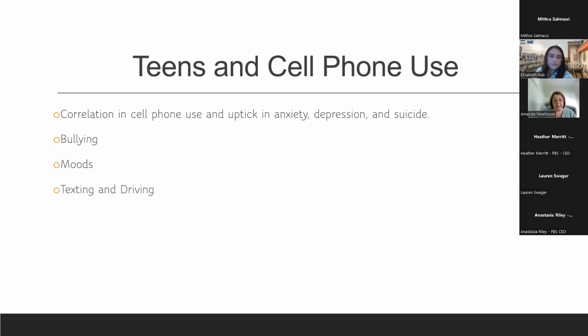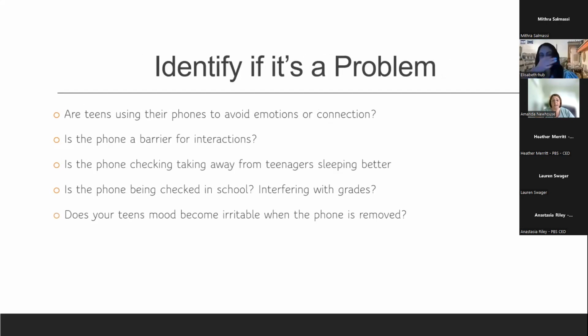And of course, texting and driving. The more cell phone use they're used to and interacting with, the more it can lead to texting and driving, which we all know can be very dangerous for teenagers who are already distractible. So we want to limit that. How to identify if it's a problem with a teenager.